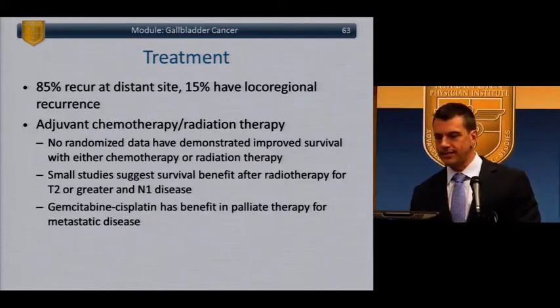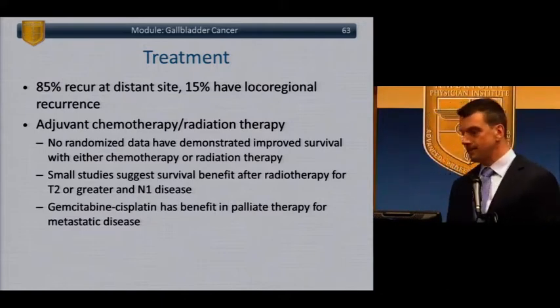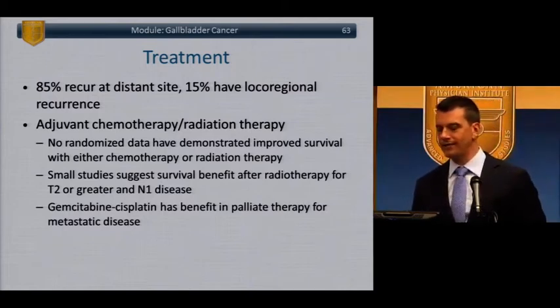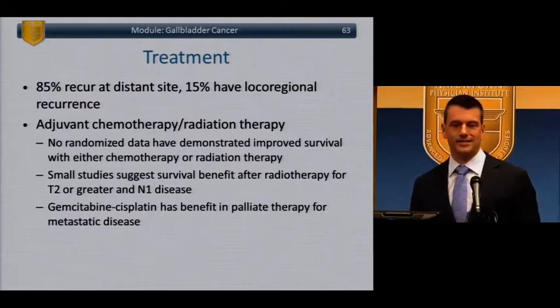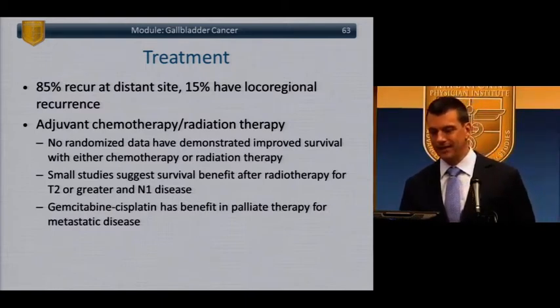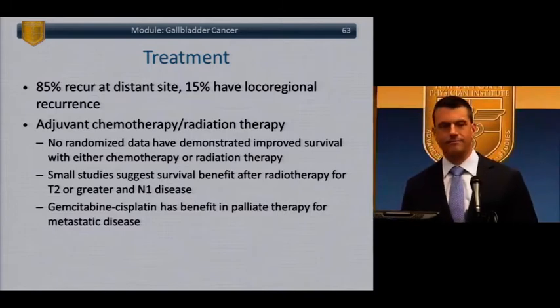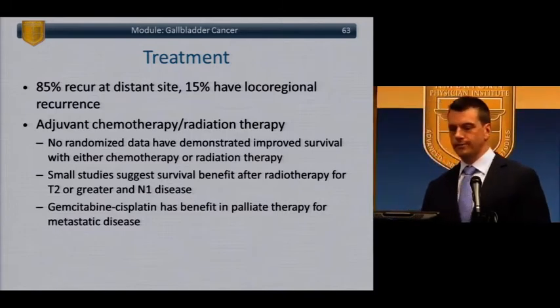85% recur at a distant site, and 15% will have local regional recurrence. As far as adjuvant chemoradiotherapy goes, there's no randomized data that show improved survival with either chemotherapy or radiation. Some studies suggest there may be a little bit in T2 or greater or N1 disease, but again, just suggestive. Gemcitabine cisplatin therapies may have some palliative benefit, but again, no cure.